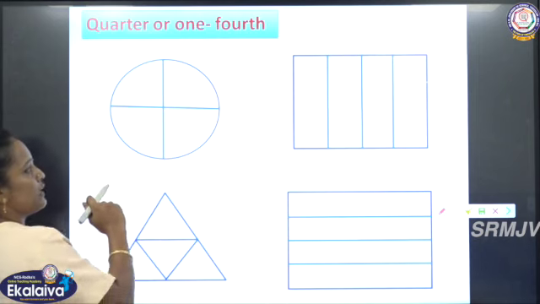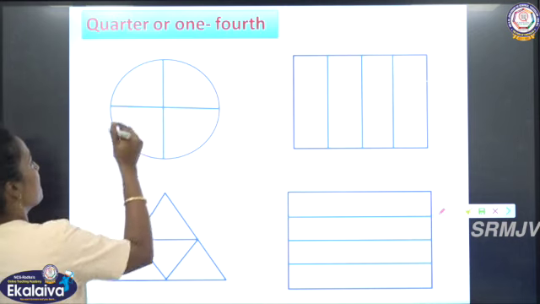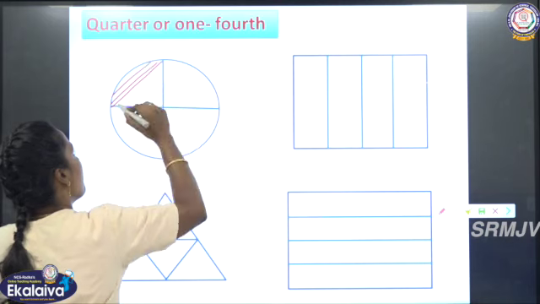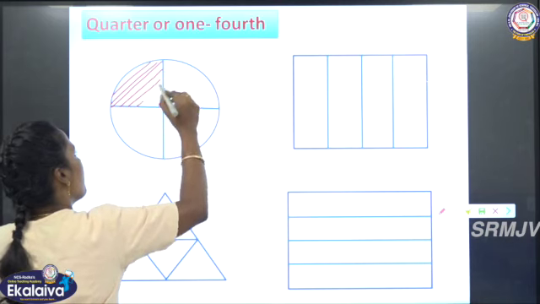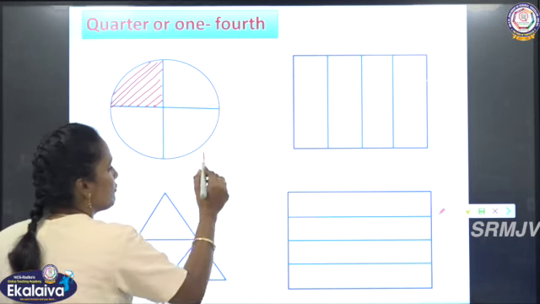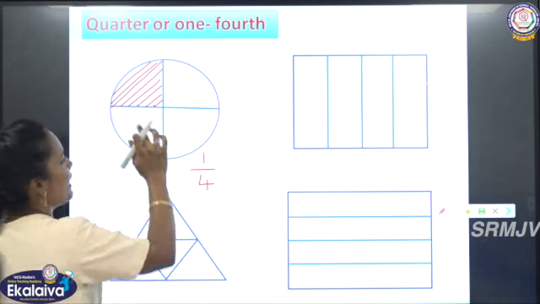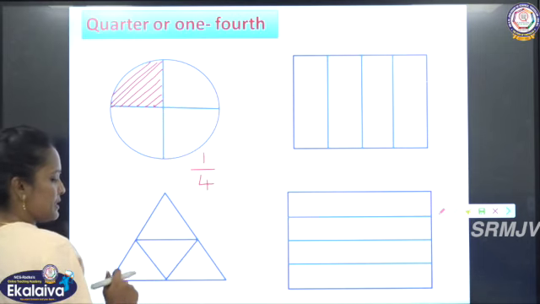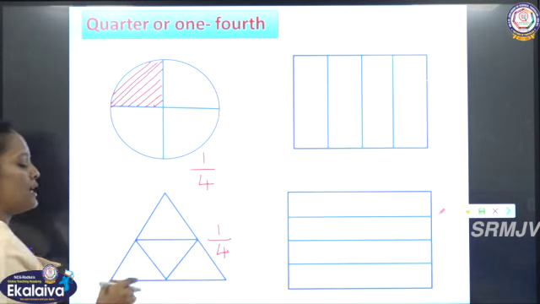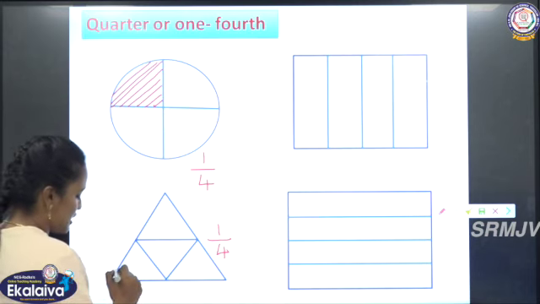Now we are going to see an example of quarter or 1/4. This circle has been divided into 4 equal parts. Now we are going to shade, and it is written as 1 by 4. So 4 equal parts and one part has been shaded. Now see this triangle. Only one part has to be shaded. It may be any part. You can shade this part also.